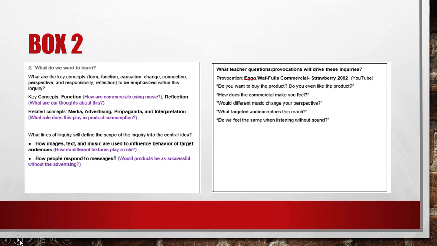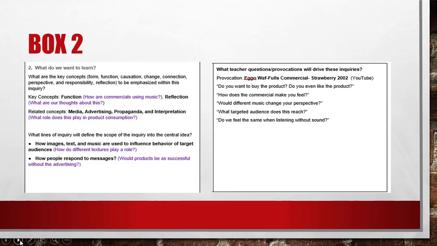After your key concepts and related concepts, it then moves down to your lines of inquiry. And what lines of inquiry will define the scope of the inquiry into the central idea? So this is relating back to our central idea, and you don't have to pick all of them. I would just pick the ones that you can connect to again. And the 2 I chose were how images, text, and music are used to influence behavior of target audiences, and that really hooks right into ours as well. How do different textures play a role in how people respond to messages? Would products be successful without the advertising? So that's my tie into that.